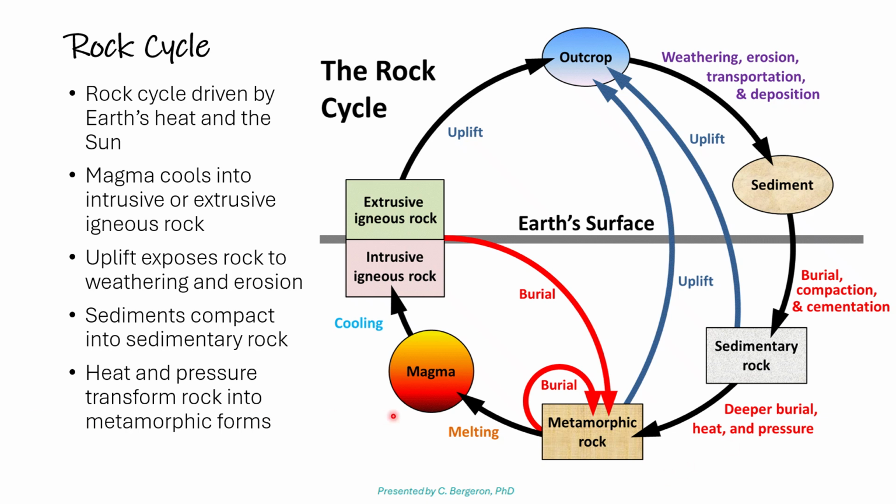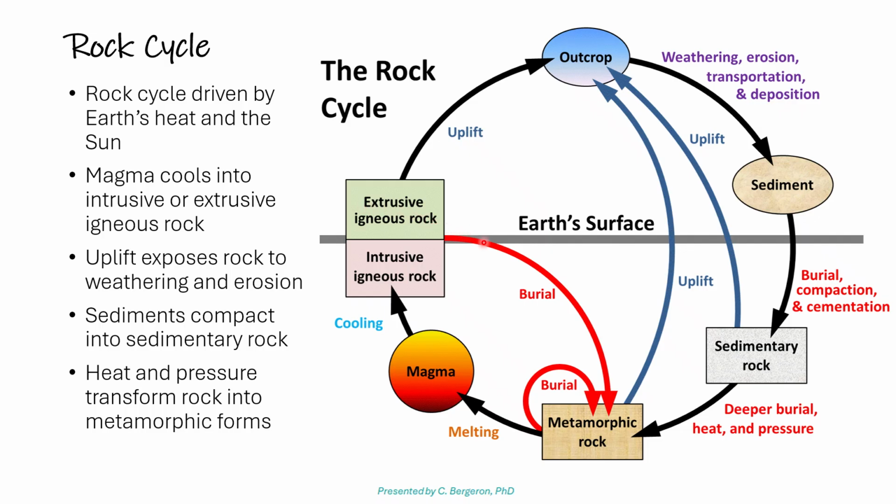When we look at the rock cycle, we can start at any point, but it makes sense to start here with magma. So magma is molten rock material, and when it cools, it becomes a rock that's known as an igneous rock. And there are two types of igneous rocks. You have igneous rocks that cool very slowly, and those are called intrusive. And you have igneous rocks that cool very quickly, like the ones that you get from volcanic eruptions, and those are called extrusive rocks.